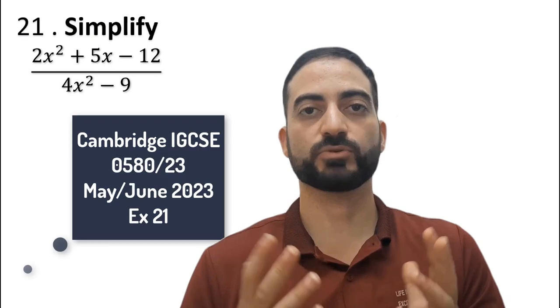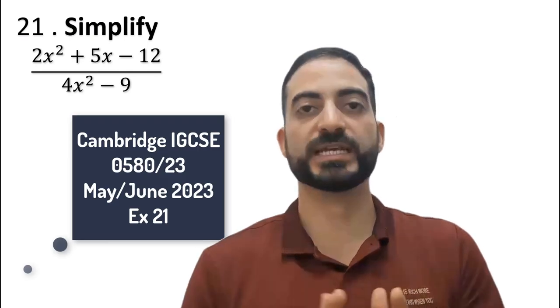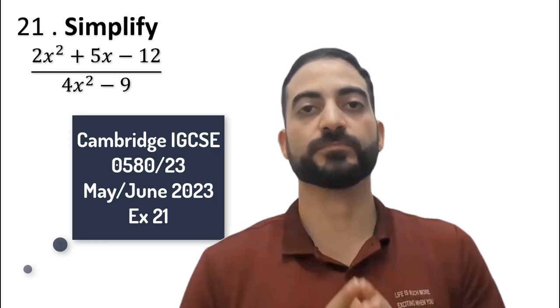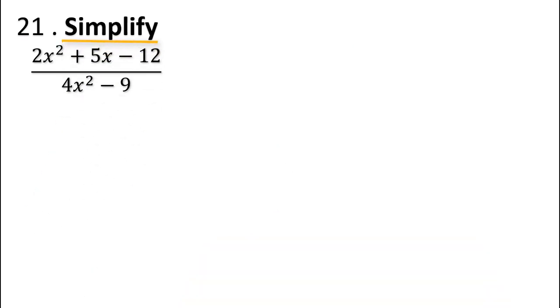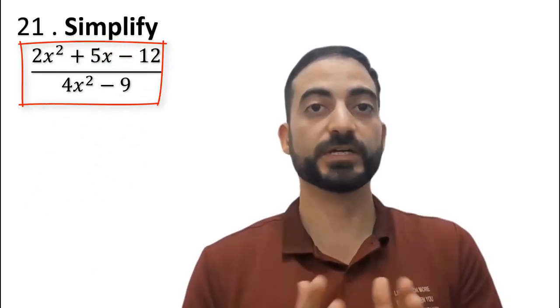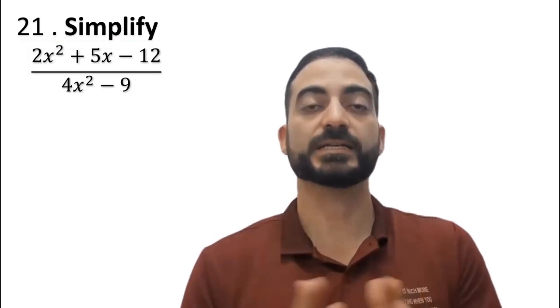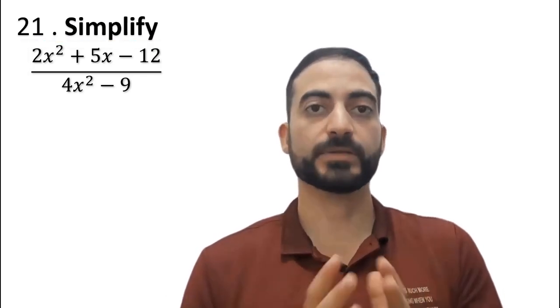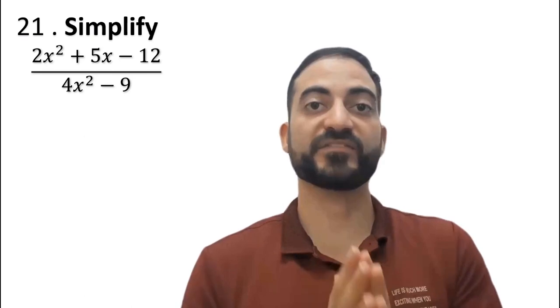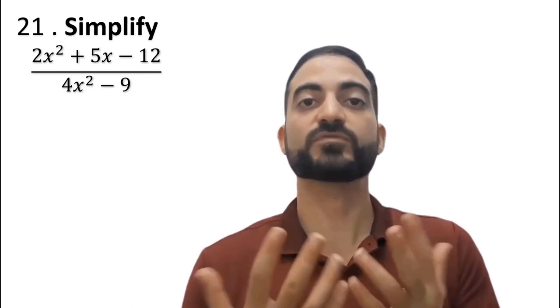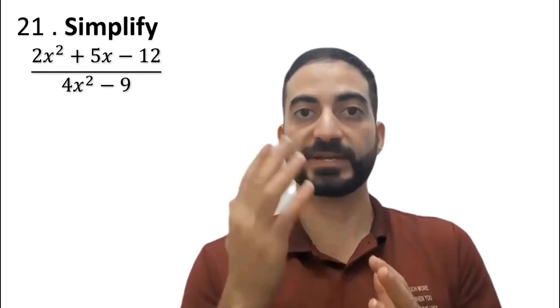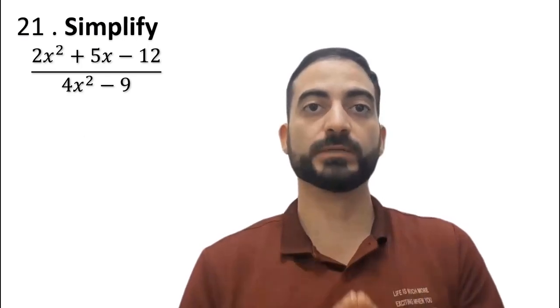We will solve question 21 for the Cambridge IGCSE 2023 competition. We are required to simplify (2x² + 5x − 12) over (4x² − 9). In order to be able to simplify, we must first convert them to the factorized form. We have in the numerator a quadratic expression.